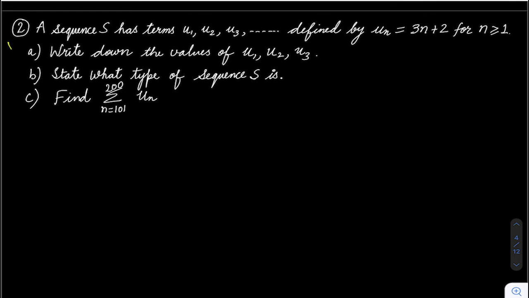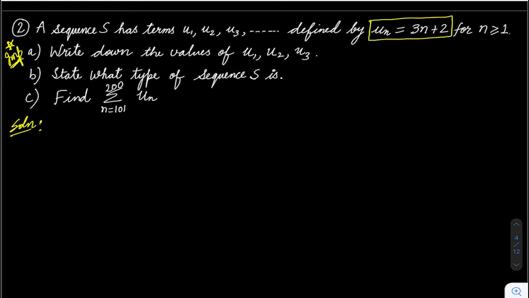Okay, now this is a very important question because it contains lots and lots of concepts, and I am sure you will learn something new in this. So let's see. The question says a sequence S has terms u1, u2, u3 and so on, defined by un equal to 3n plus 2, where n is greater than or equal to 1. Write down the values of u1, u2, u3. So let's first do that. We need to find the values of u1, u2, u3.